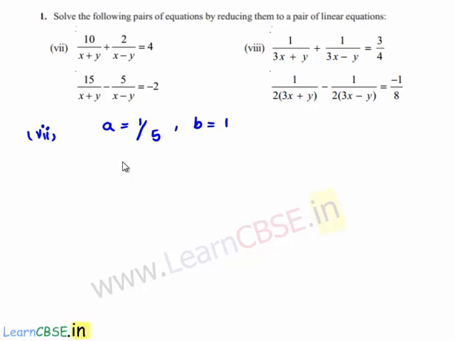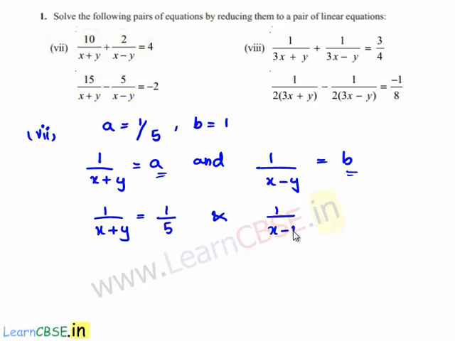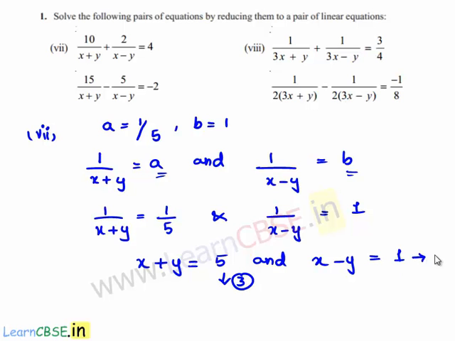In the beginning, we have assumed that 1 by x plus y is equal to A and 1 by x minus y is equal to B. So in place of A we can write 1 by 5 and in place of B we can write 1. That gives 1 by x plus y is equal to 1 divided by 5 and 1 by x minus y is equal to 1. So we get x plus y is equal to 5 and x minus y is equal to 1. Name this as third equation and this as fourth equation.